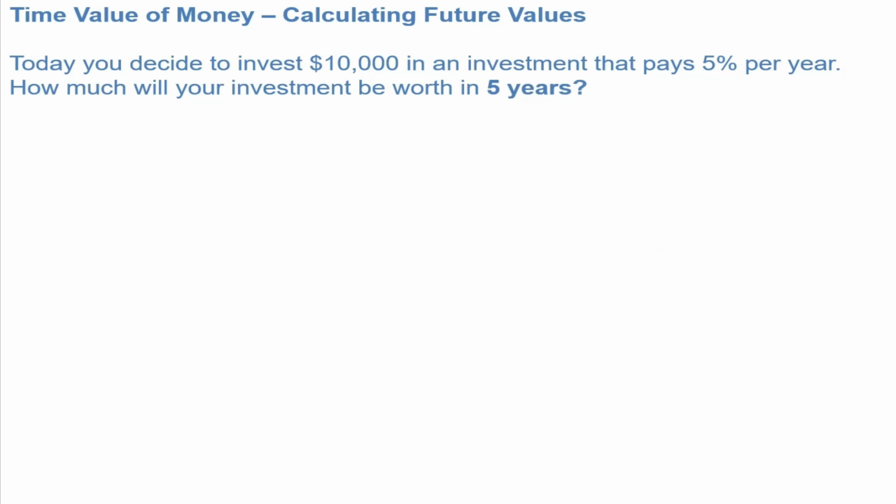Now this is the exact same problem, but notice now instead of figuring out how much our investment will be worth in 1 year, we're determining how much our investment will be worth in 5 years. This is the future value formula. So the future value is equal to the present value times 1 plus r, where r is the interest rate, to the exponent t, and t is the number of periods, usually years. In this case it's years.